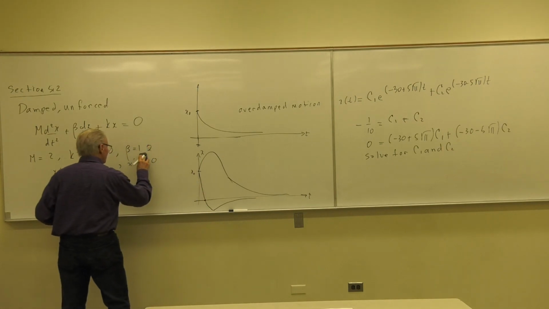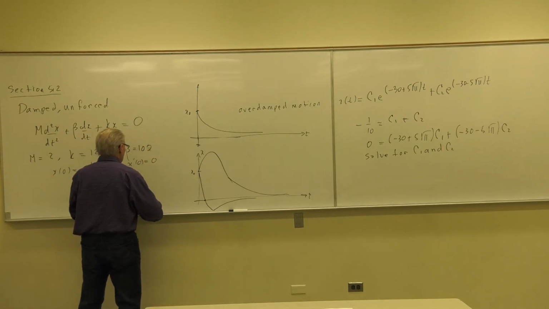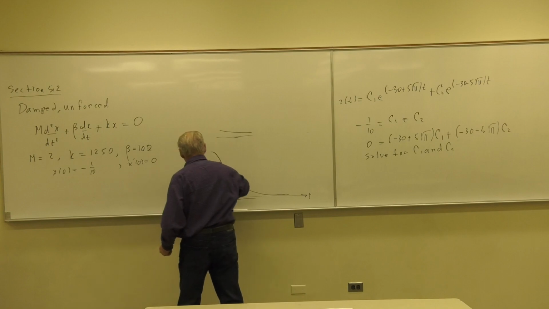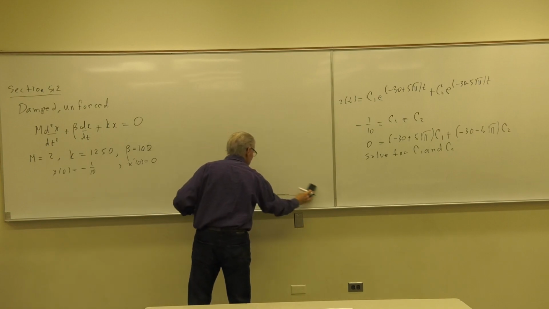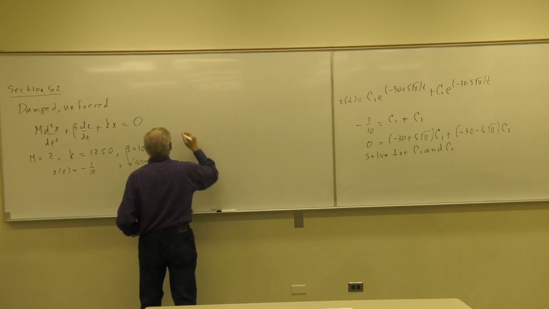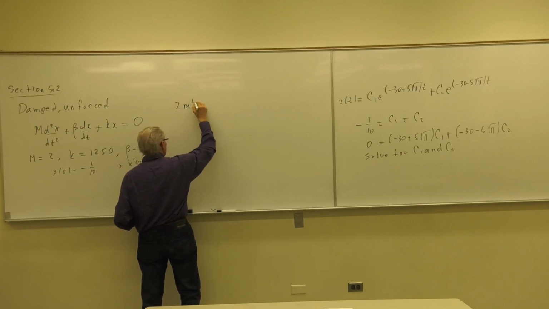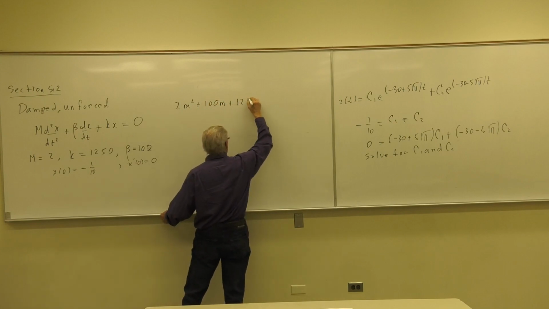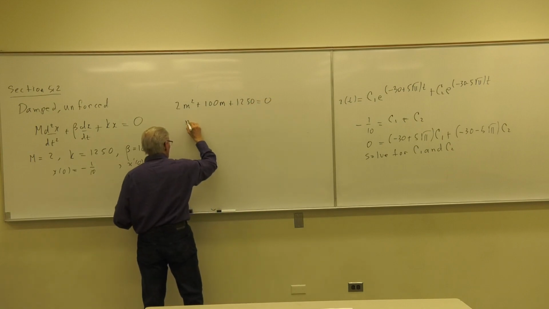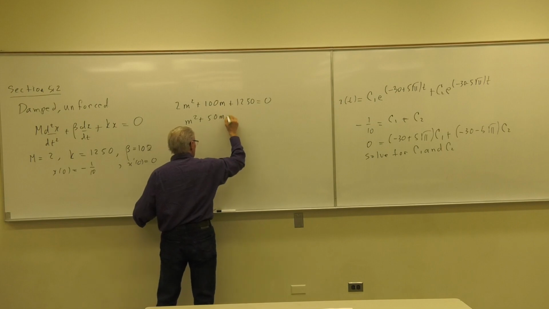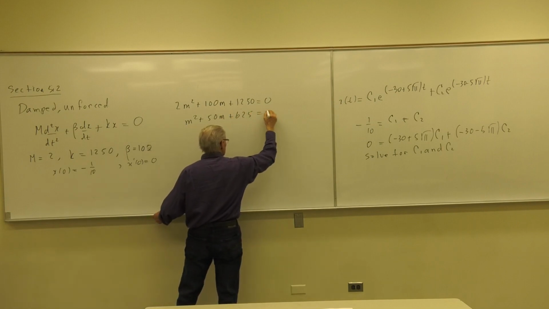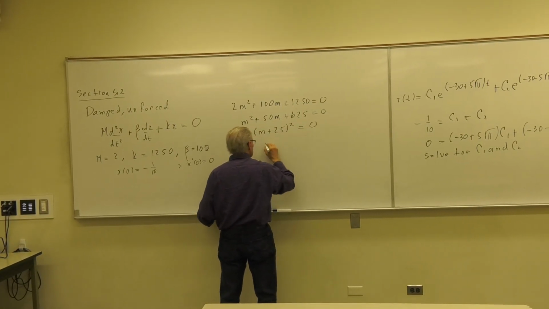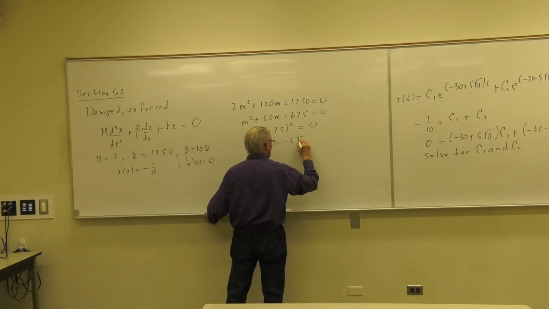Third possibility, I'm going to put beta equal to 100, less than the first and more than the second, with the same initial conditions. They don't change much. So now the auxiliary equation is 2m squared plus 100m plus 1250 equal to 0. Divide out the 2: m squared plus 50m plus 625 equal to 0. Now it factors to m plus 25 squared, so m is equal to minus 25, minus 25.